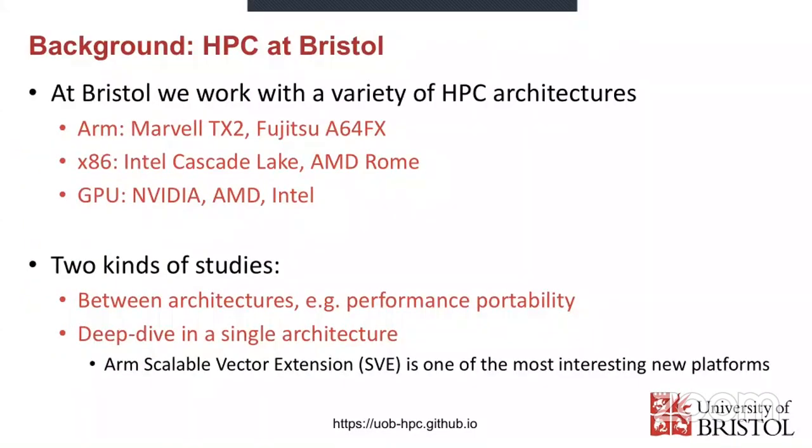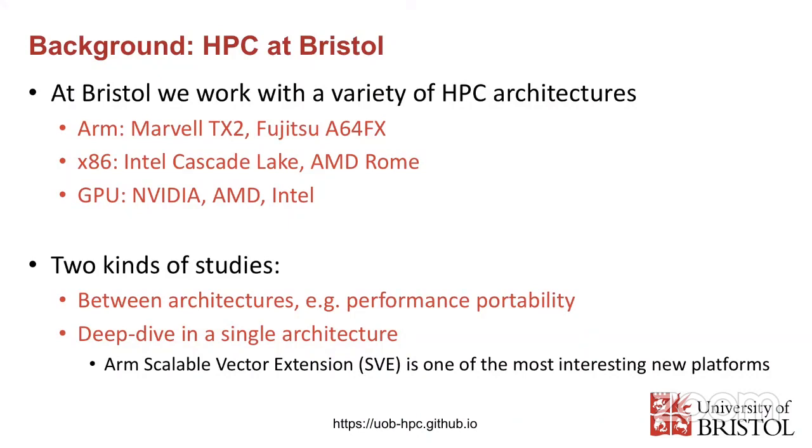My work is around modern and future architectures for HPC, and at Bristol we have experience with most of the common HPC architectures in use today, including ARM-based CPUs such as the Marvell ThunderX2 and the Fujitsu A64FX, x86-based CPUs from Intel and AMD, and GPUs from the three major vendors. We study architectures from two perspectives. We look at differences between platforms and how to obtain the best performance on a wide range of them, and we do focus studies to understand the depths of individual architectures.